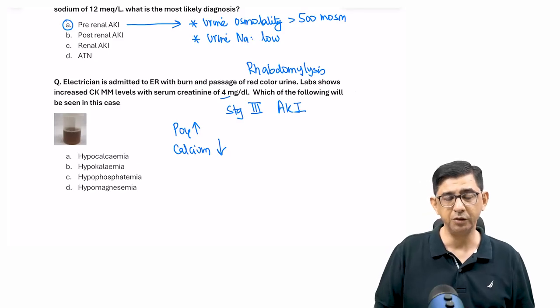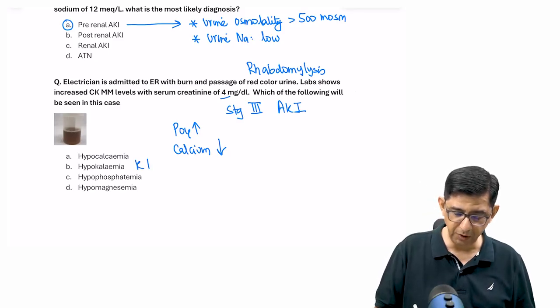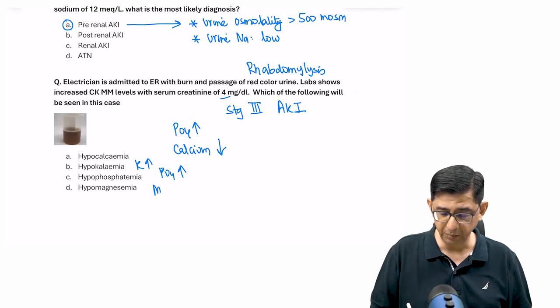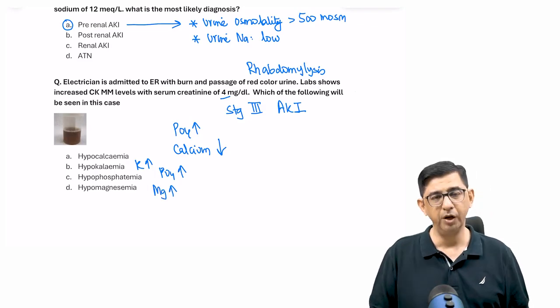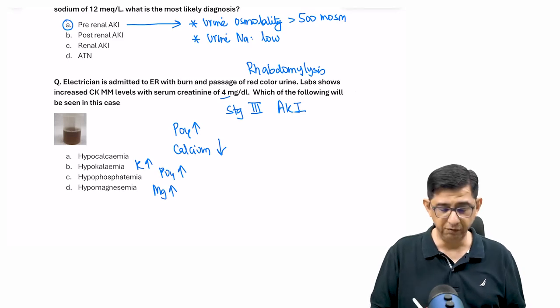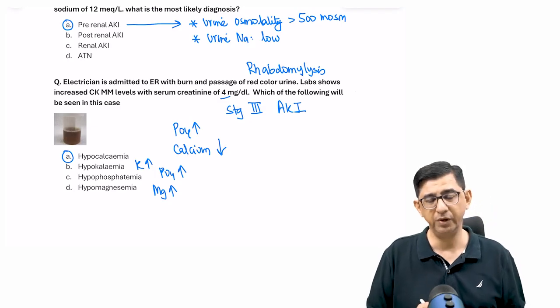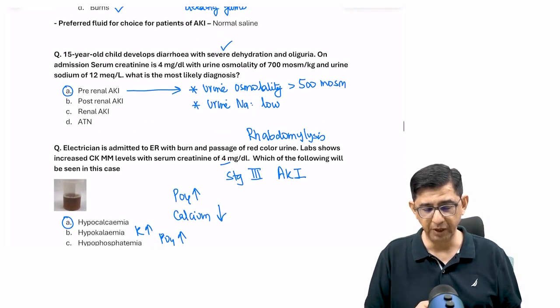Whenever the kidney is damaged, we have hyperkalemia and hyperphosphatemia, and whenever the kidneys shut down, we also have a gradual rise of magnesium because it is not getting excreted. So he's asking which of the following will be seen. That is because of the phosphate binding with calcium. That's why the answer to this question is option number A.